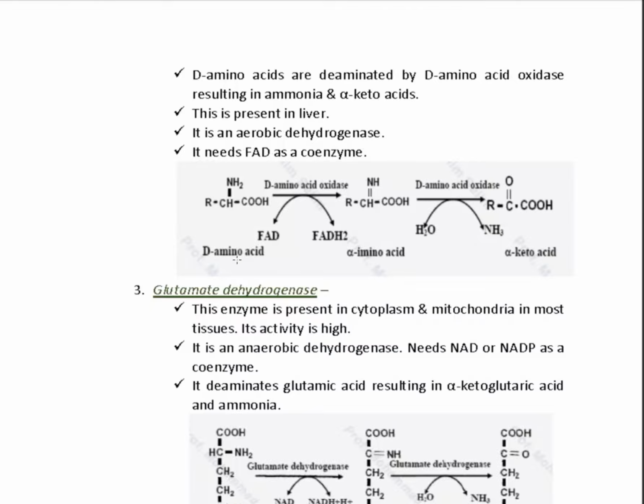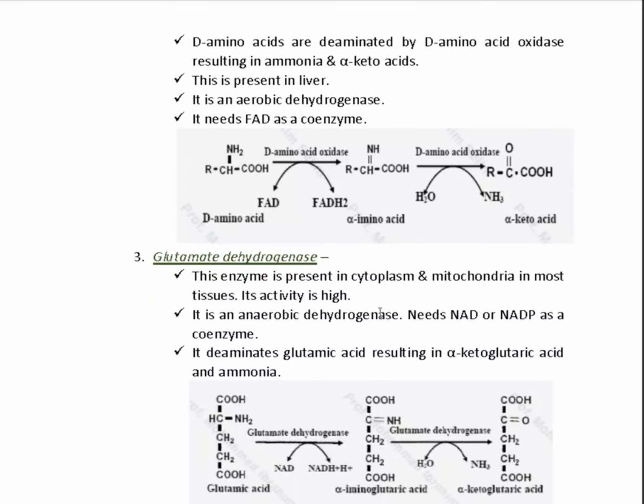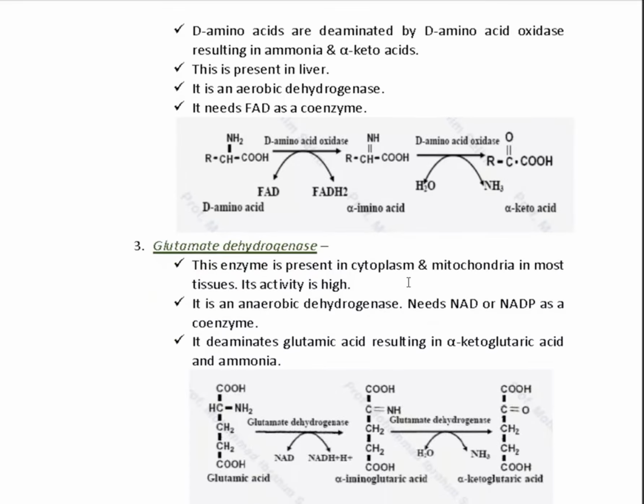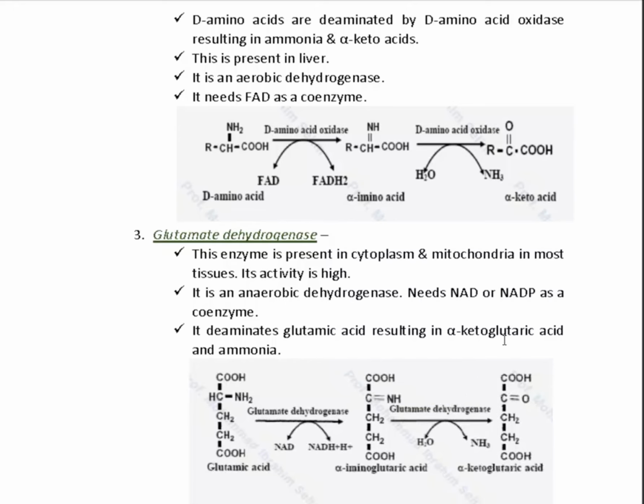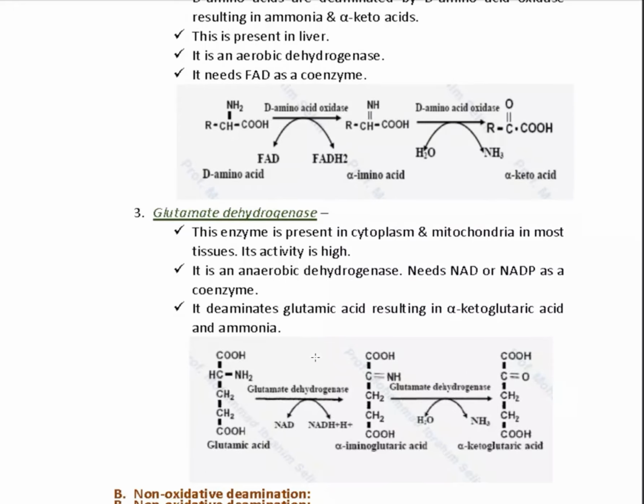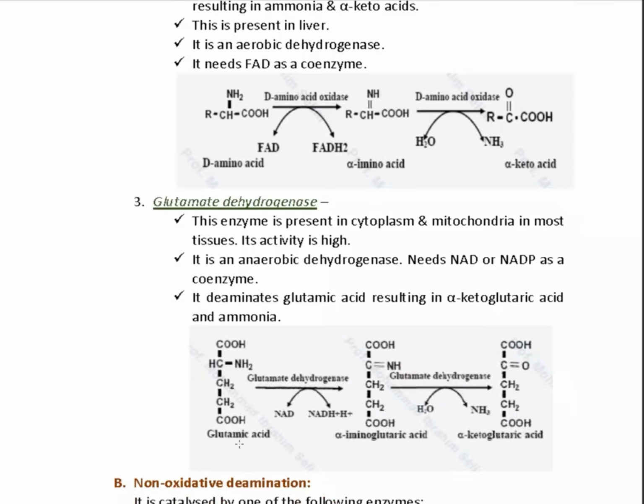And number three, glutamate dehydrogenase. This enzyme is present in the cytoplasm, mitochondria, and most tissues. Its activity is high, it is an anaerobic dehydrogenase, and it needs NAD and NADP as a coenzyme. It deaminates glutamic acid, resulting in alpha ketoglutarate and ammonia. So this is the example: glutamic acid is converted to alpha ketoglutaric acid with the help of glutamate dehydrogenase.